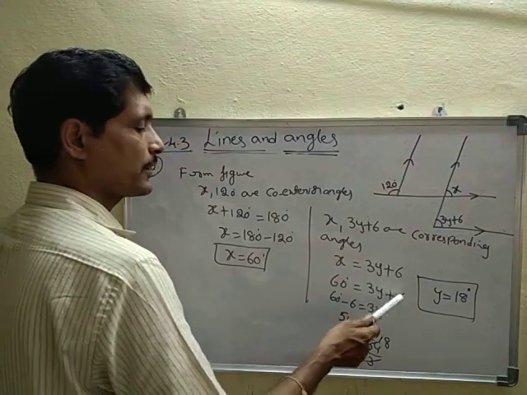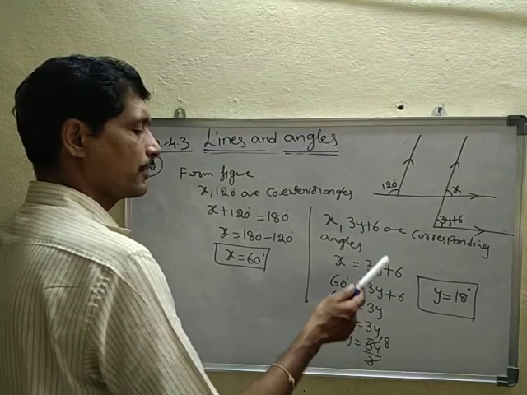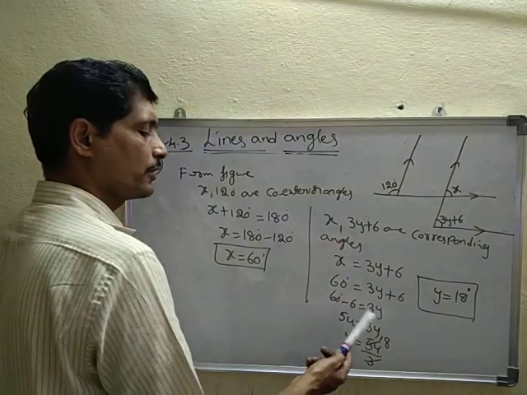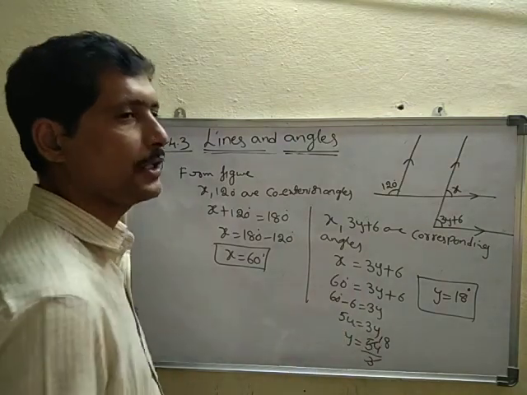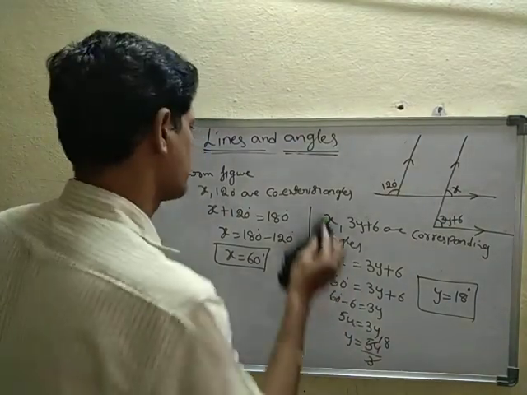60 equal to 3y plus 6. 60 minus 6 equal to 3y. Therefore, 54 equal to 3y. Y equal to 54 by 3. Therefore, y equal to 18 degrees.